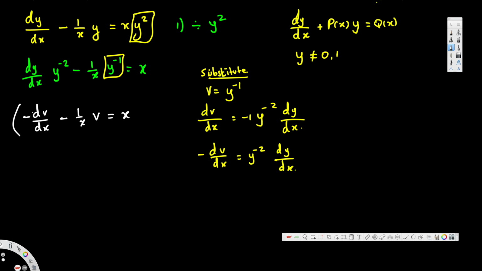Now also to get rid of this negative, we can multiply everything by negative 1. In that way we will get rid of this negative. So this is going to be dv by dx, and actually this will become plus, 1 over x times v, that's equal to negative x.